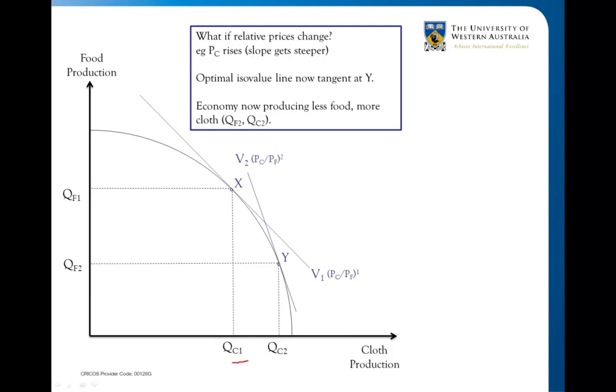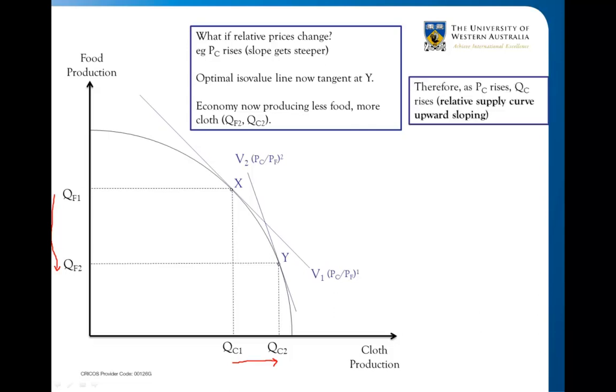We're not thinking about consumers and consumption and that kind of thing. You can see that producers are going to produce more cloth because the price of cloth has increased, and less food. Oops, that's a really straight arrow, isn't it? The quantity of food being produced is going to decline. So that's what we know is going to happen in terms of our production.